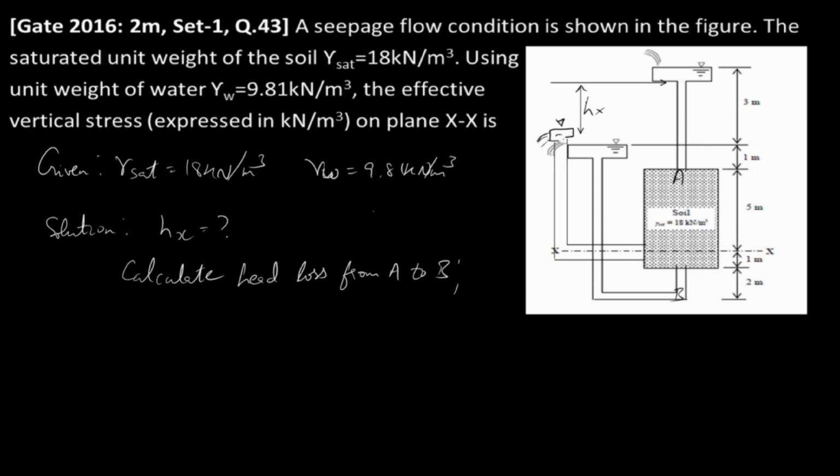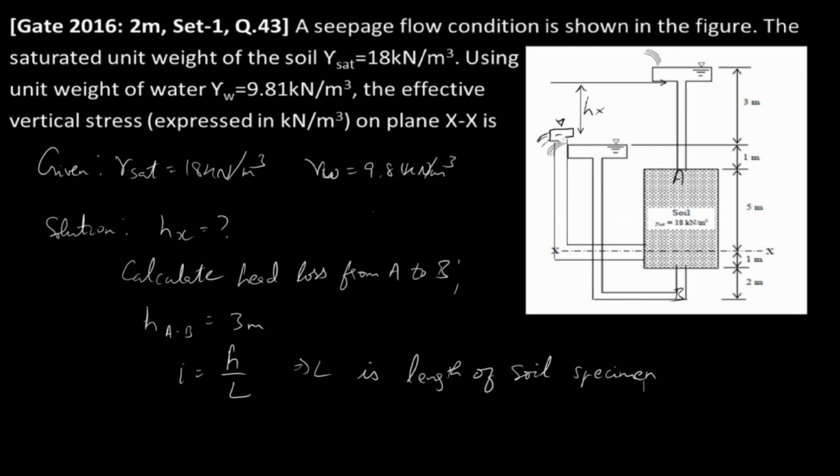From the diagram, you can see that the head loss from A to B is 3 meters. With this we can calculate the hydraulic gradient. i is equal to h by L, where L is the length of the soil specimen, because from A to B the flow is happening.